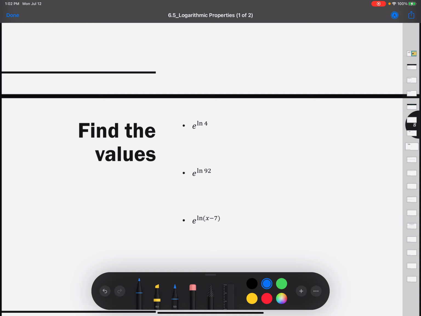Okay, so e to the natural log of 4 is going to equal 4. E to the natural log of 92 is equal to 92. E to the natural log of the quantity x minus 7 is going to equal x minus 7.